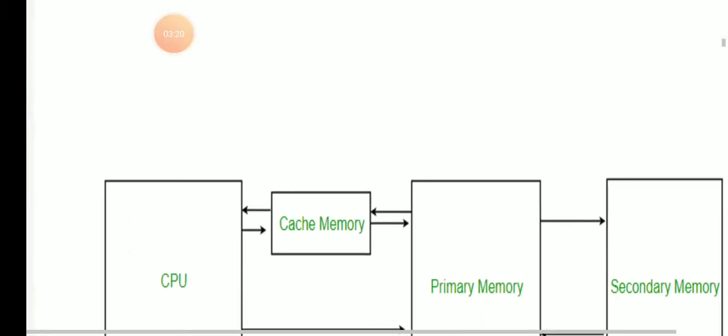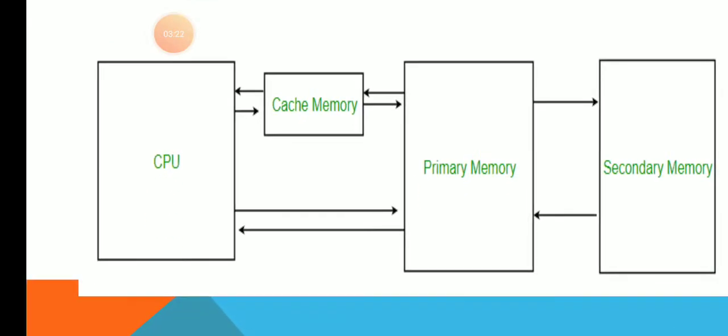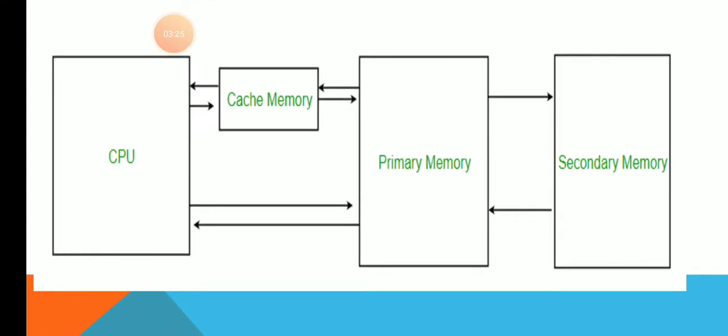Next, this is the diagrammatic representation of cache memory. You can locate it between the CPU and memory. So in between you have the cache memory. There are two types of memory, the primary and secondary memory, that is the memory part.